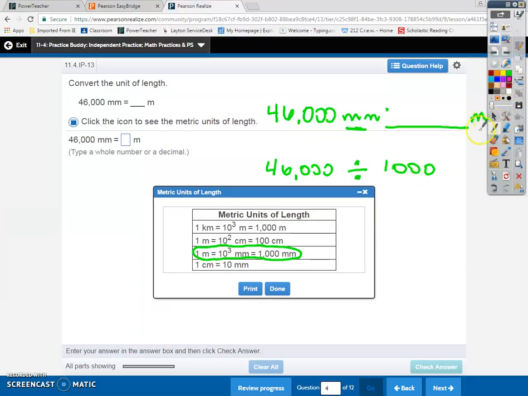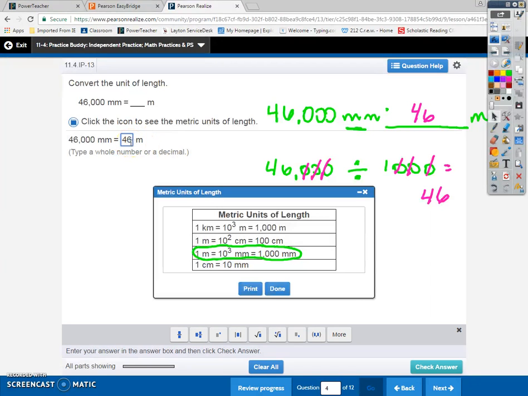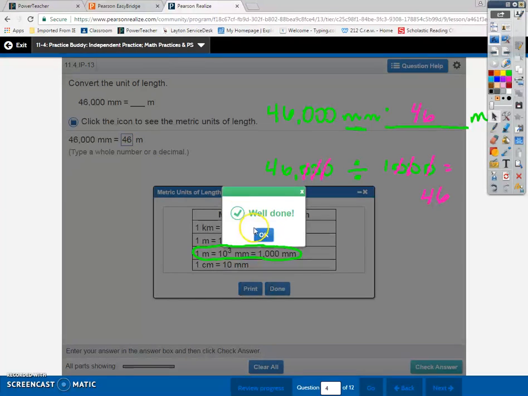And again, this should look pretty familiar. We've done this before. I can chop my zeros off as a way to simplify my expression, and I'm left with 46 divided by 1, which is 46. So 46,000 millimeters should equal 46 meters. And again, we're at a well done.